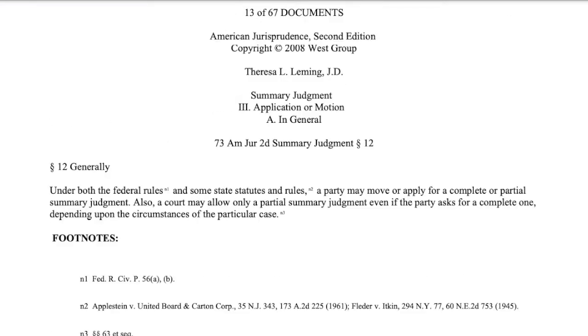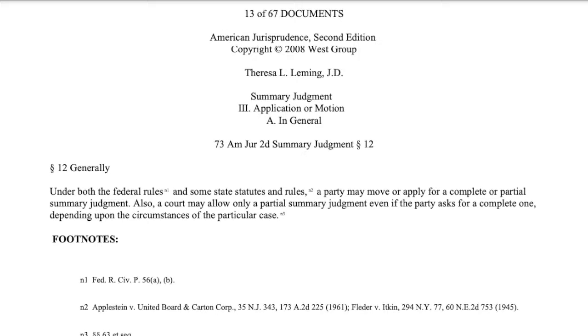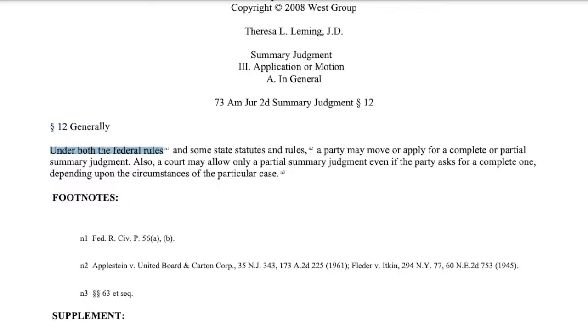All right. What are we on to here? Generally. In general. Generally. Okay. Section 12, generally. Under both the federal rules and some state statutes and rules, a party may move or apply for a complete or partial summary judgment. Also, a court may allow a partial summary judgment even if the party asks for a complete one, depending upon the circumstances of the particular case.